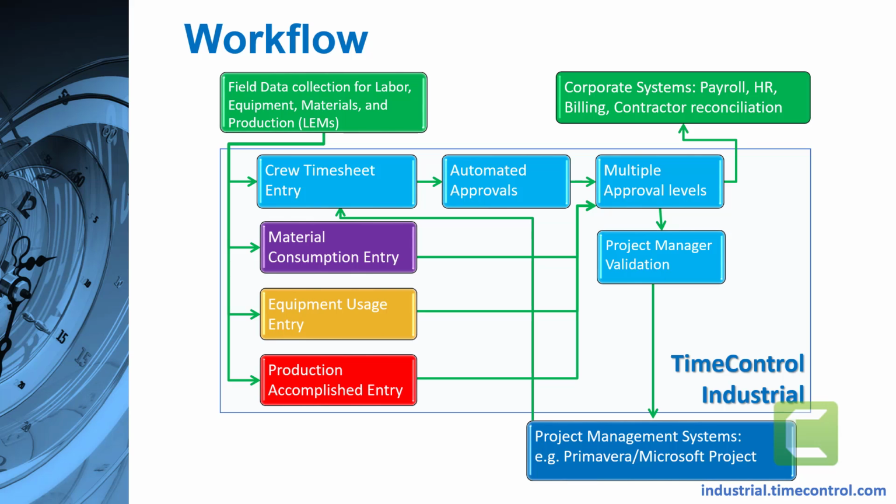Now we looked at crew approvals. Material approvals is the same, although it can follow a different path. Same thing for equipment, and the same thing for production accomplished, to make sure that the right people are able to enter the right information. Then once that data has been approved, the project manager can validate and send that information back to the project management system, such as Primavera or Microsoft or whatever that system is, and at the same time it goes back to the ERP, whether that's SAP or Oracle or Microsoft Dynamics or whatever that system is.